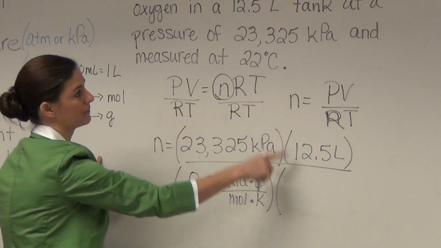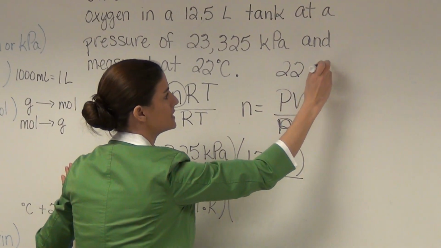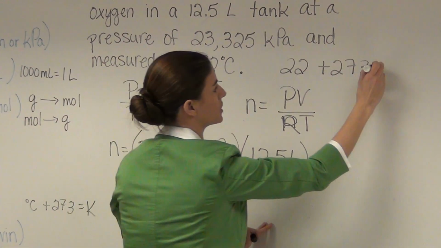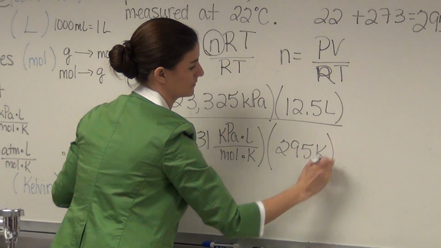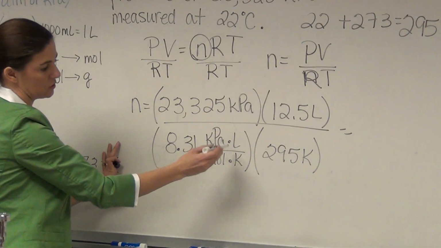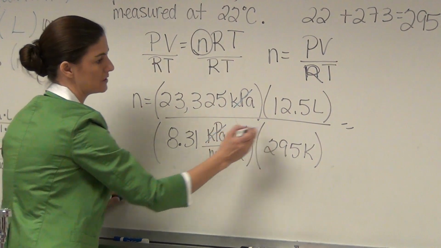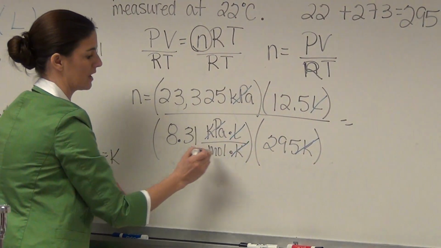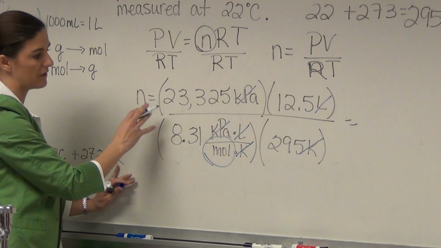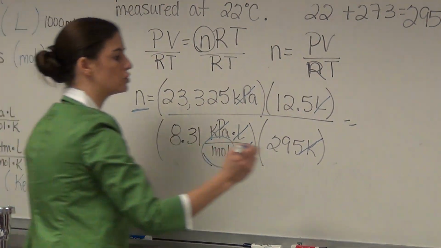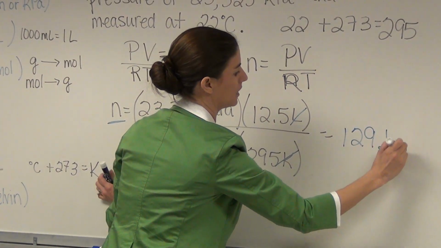And then we need our temperature. Well, right now our temperature is in Celsius, so we're going to convert it. 22 plus 273 is going to give us 295. We're going to substitute it in. What you should be able to see is that kPa cancels out, liters cancels out, Kelvin cancels out, and we're solving for moles, which is what n stands for. Multiply the top, divide by the product of the bottom, and you should get 129.1 moles.